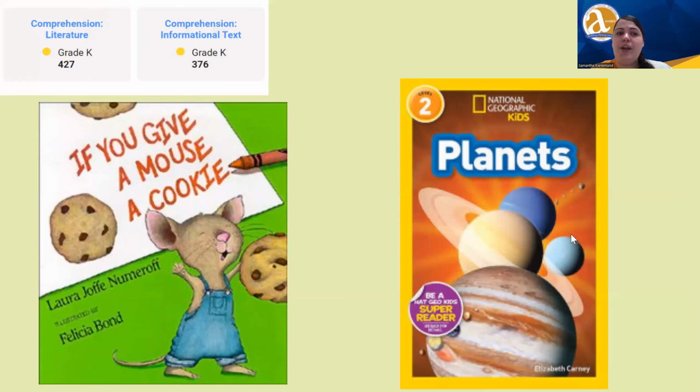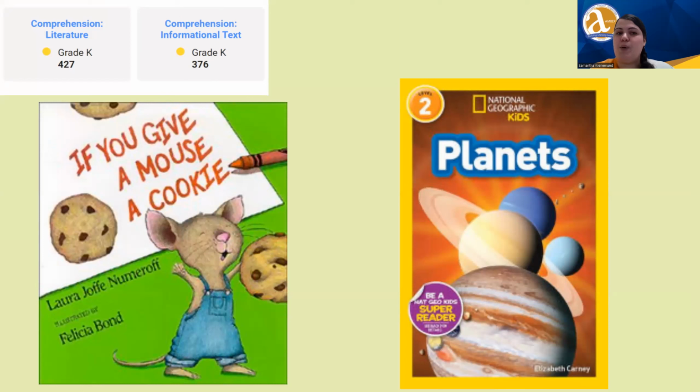My next two categories are comprehension literature and comprehension informational text. And this is fiction versus nonfiction. Fiction has plots, character stories, beginning, middle, end. Children normally gravitate towards fiction stories more because they are deemed more interesting.